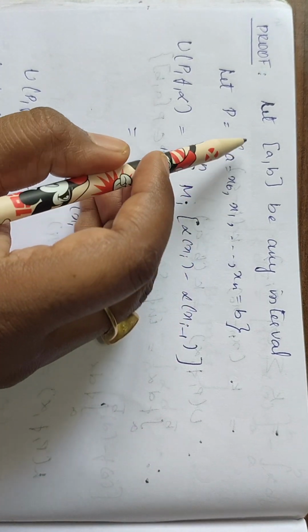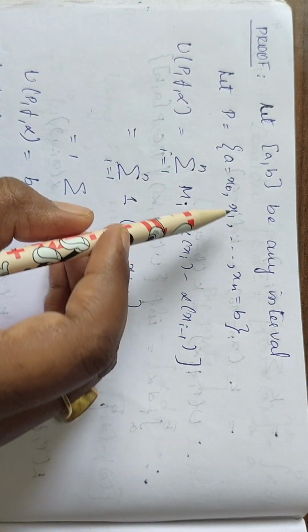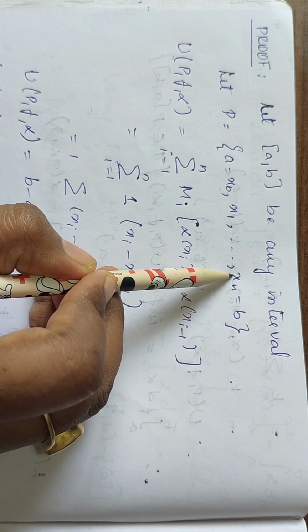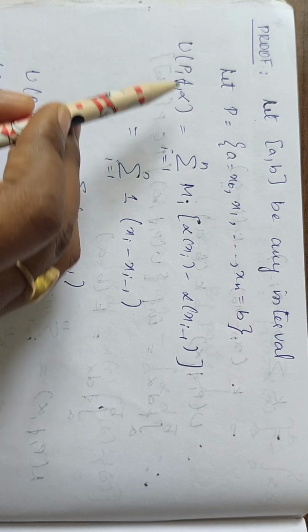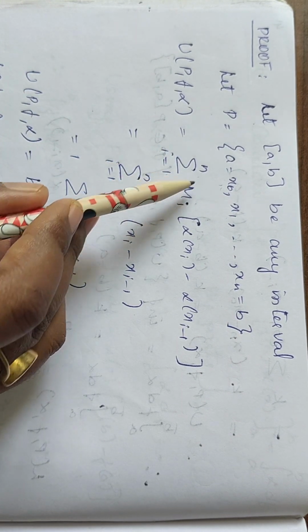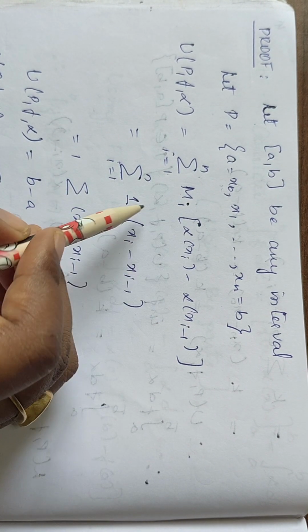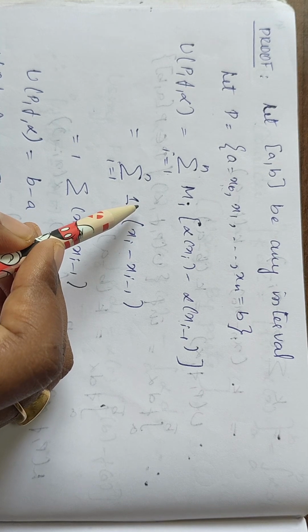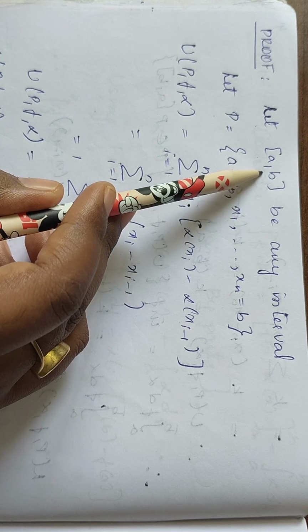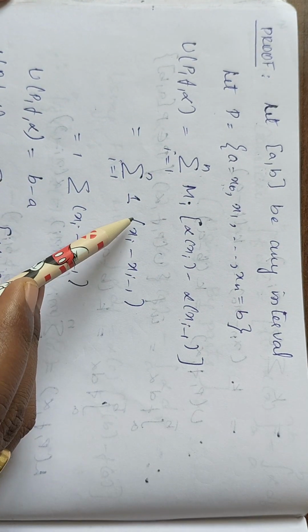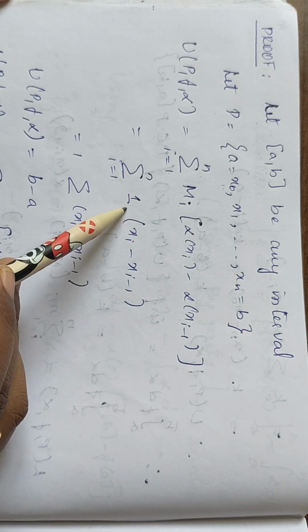Let the closed interval a comma b be any interval, and let P be the partition x0, x1, x2 up to xn, where x0 equals a and xn equals b. According to the definition, U of P comma f comma alpha is equal to the summation i equals 1 to n of capital Mi into alpha xi minus alpha xi minus 1. Here the supremum is 1, because whichever interval you take, it contains both rational and irrational numbers. So when you take the supremum over any interval, it will be 1.